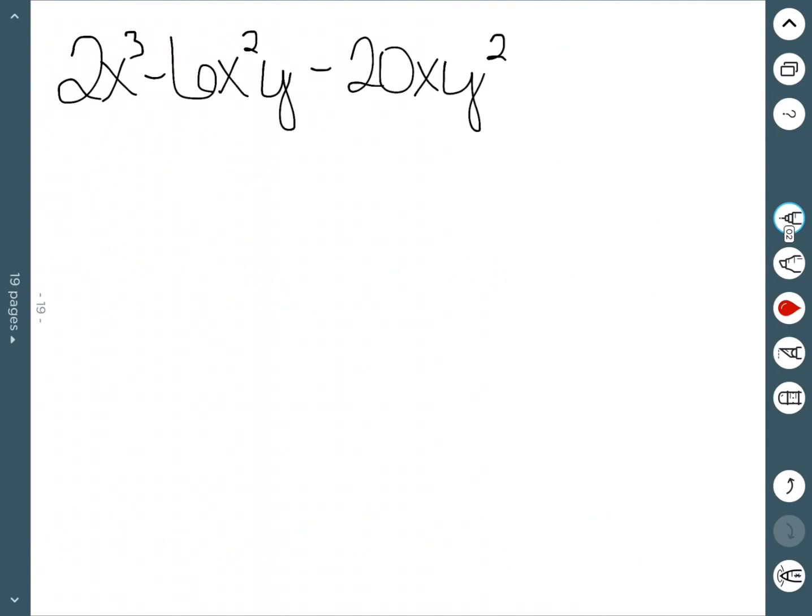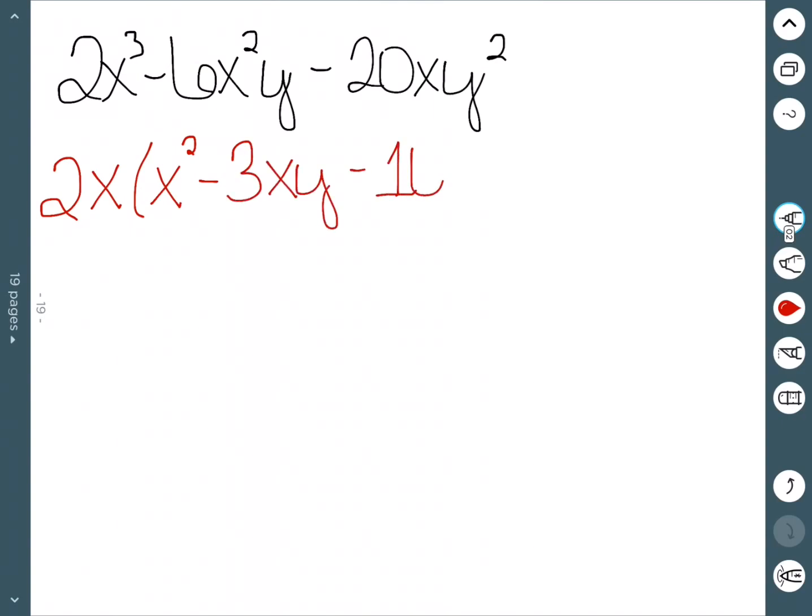Now let's factor this one. Once again, we always start by seeing if they have anything in common. These do have a 2 in common, and they also all have an x. When I remove that from the first term, I'm left with x squared. The second one will give me negative 3xy, and then the last one, negative 10y squared.